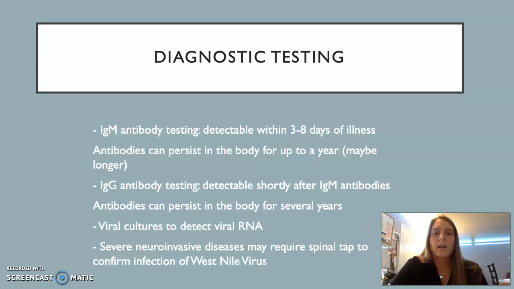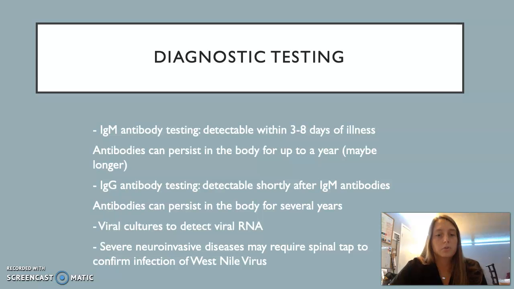The IgM antibody testing is more accurate than the IgG, which I'll talk about in a second. But it can also just be a sign that you had West Nile virus at some point within the last year, but you don't necessarily have it right now, so it is kind of hard to diagnose. The IgG antibodies become detectable shortly after IgM antibodies, and they can persist in the body for several years. So, again, it's hard to say you have it right now, because the antibodies can last in your body for a long time.